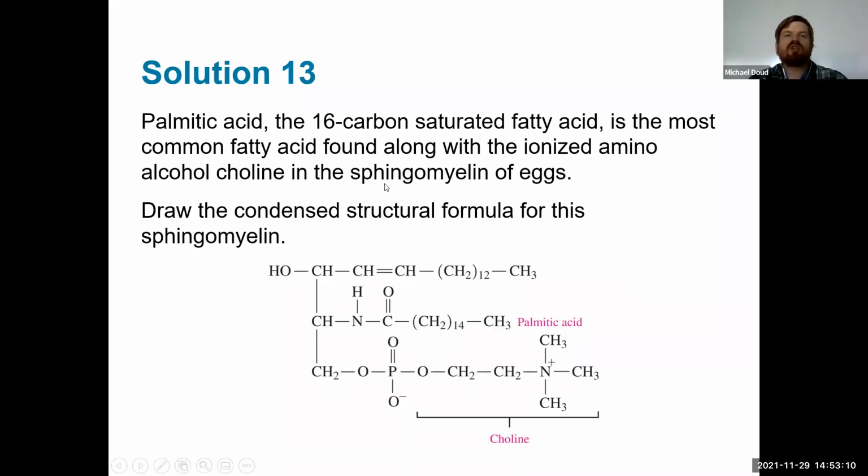Okay, so again, you just need to be able to recognize these for the test. But that does it for today's lecture. We're going to carry on, and we're going to talk about steroids next. And then we'll finish up the chapter by talking about cell membranes.